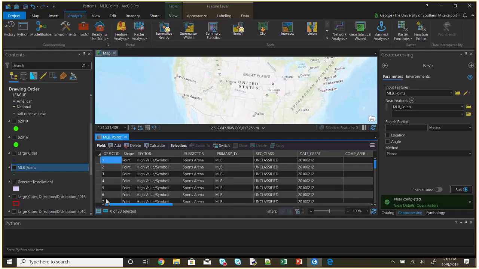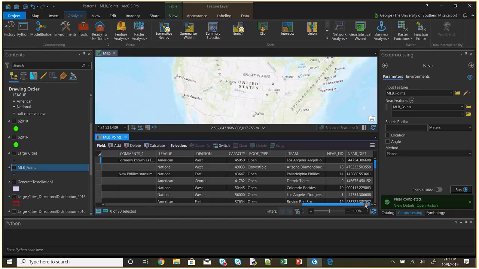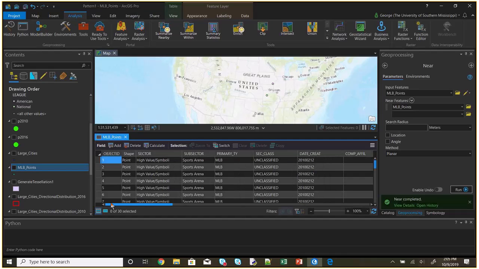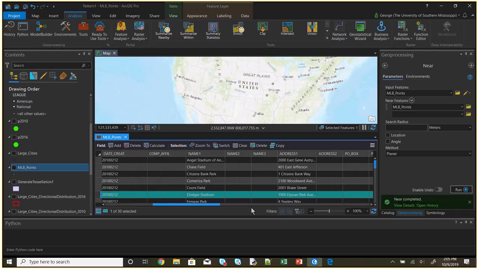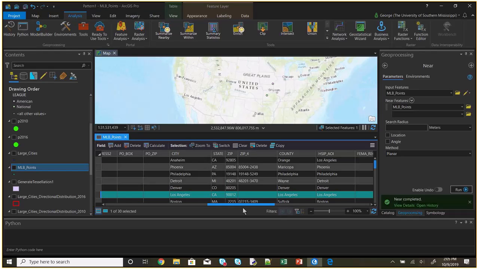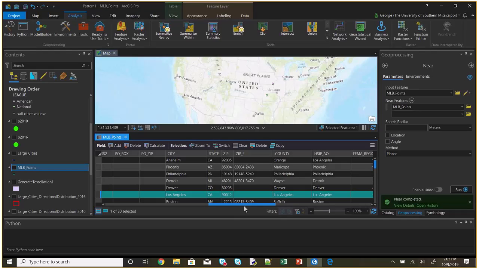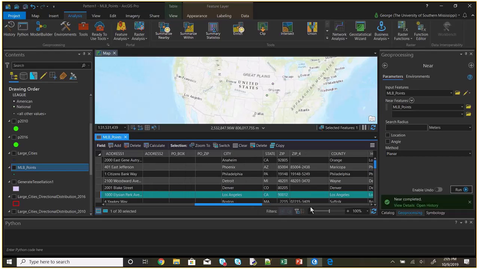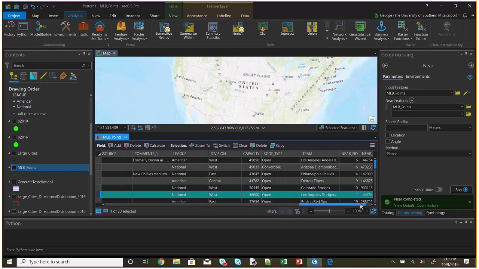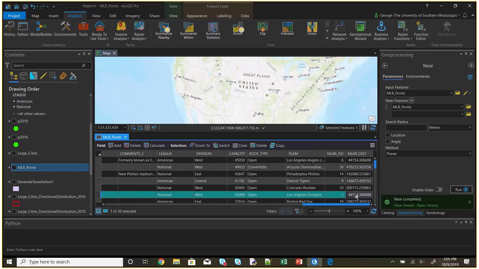So it looks like the near tool is smart enough to find the next nearest team. So the next nearest team is 6. What is 6? The nearest team to the Los Angeles, to the Anaheim, the Los Angeles Angels, which they're not even in Los Angeles. The nearest team to the Los Angeles Angels is the Los Angeles Dodgers. And the distance between those two is this distance. See that? Almost the same.